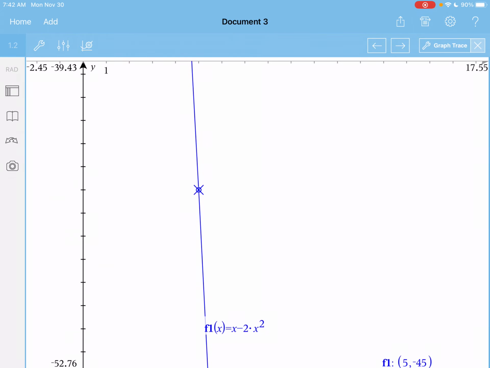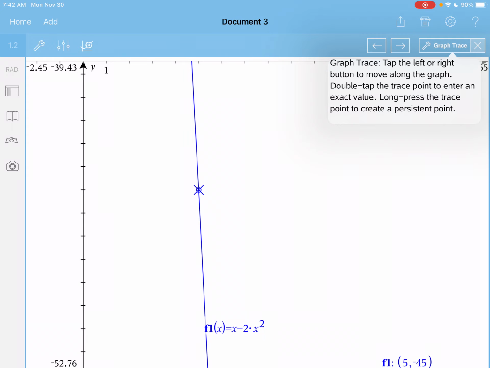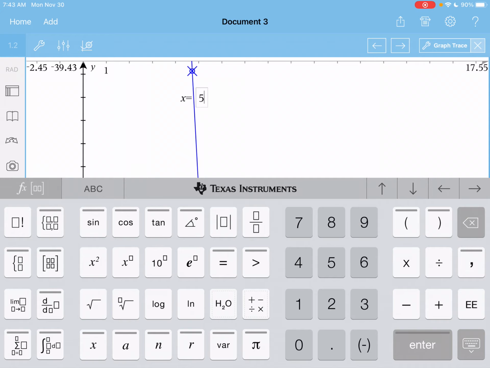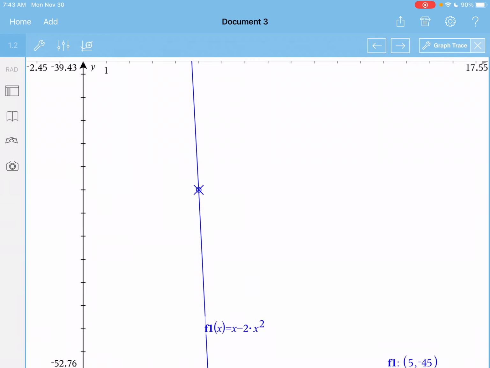And now I think, what did it tell me then? Long press the trace point to create a persistent point. That's what I think I wanted to do right there, and I was hoping that would stay. Nope, it didn't stay. All right, let's try that again. We'll double tap that. We'll put a 5 in here. We'll hit enter, and then it said long press that point. Okay, and there it is. Good. So now I think we have that one point where we wanted it, all right?